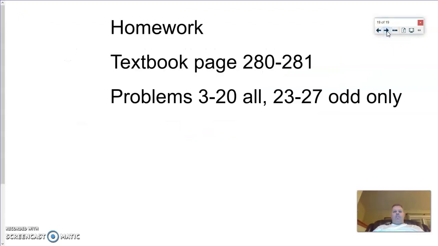Your homework is the textbook, page 280 and 281. You are to do problems 3 through 20 all, and 23 through 27, the odd ones only. So 23, 25, and 27. Students have the rest of class period to work on that. They may need a protractor for a few problems. Please put the protractors back when you are done.